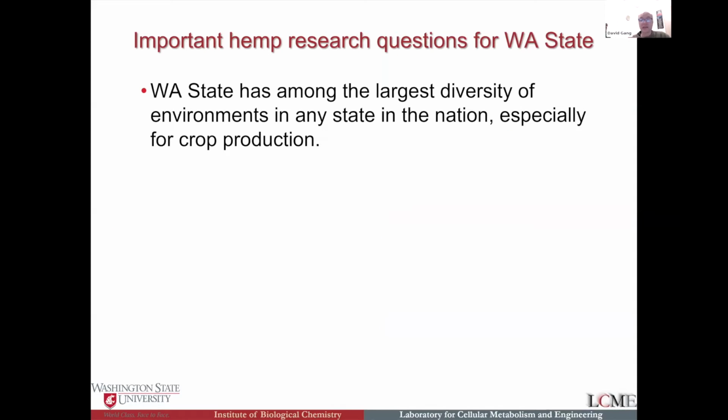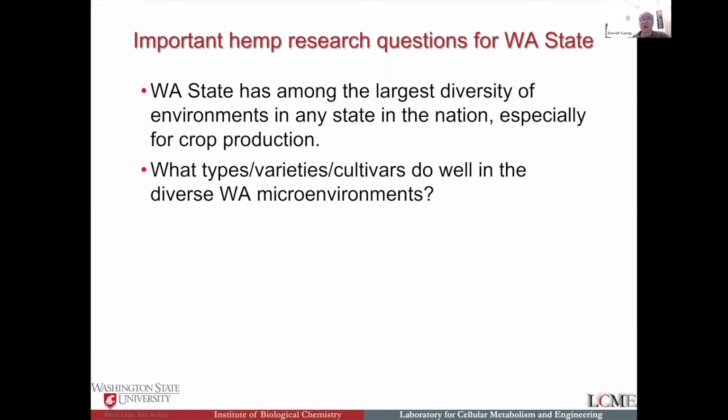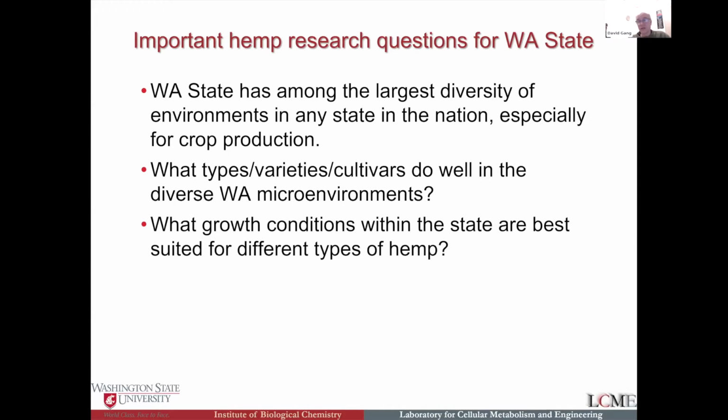So here are some of the questions. As I mentioned, it's a great location to grow hemp. Washington State actually has some of the largest diversity of environments in the nation. But here are some questions that we have. What types of cultivars work well in our area, and especially in different environments across the state? We have a rainforest to a desert in our state and everything in between. What are the suitable locations, and what types and varieties grow in those locations? And which of those conditions are really the best for different types of hemp?